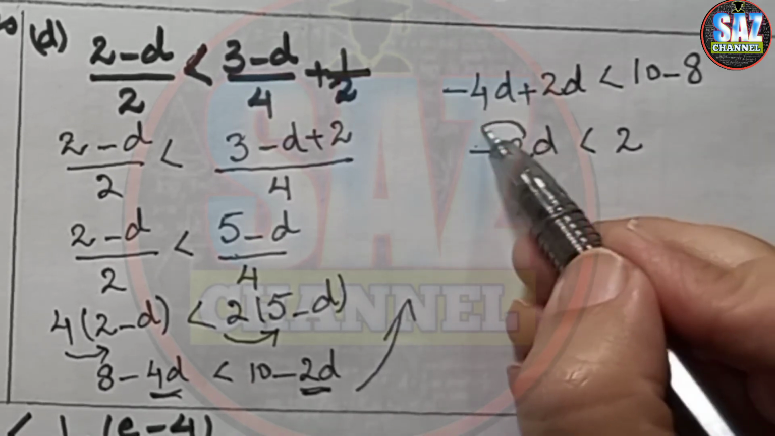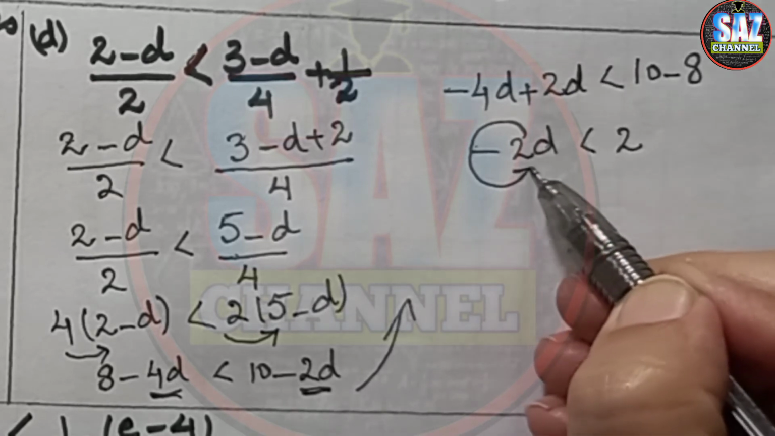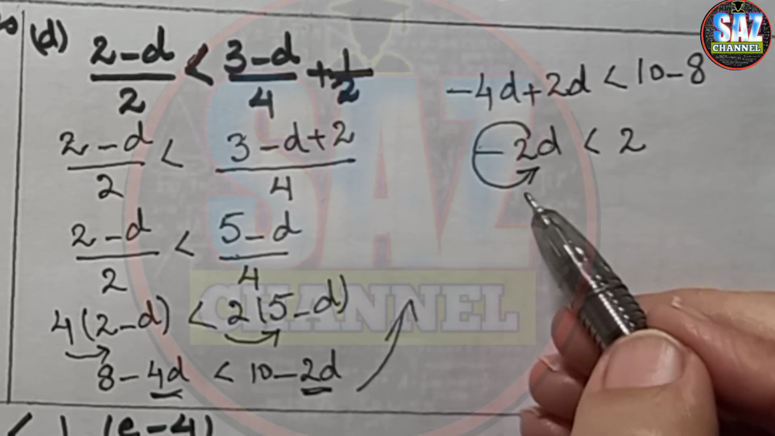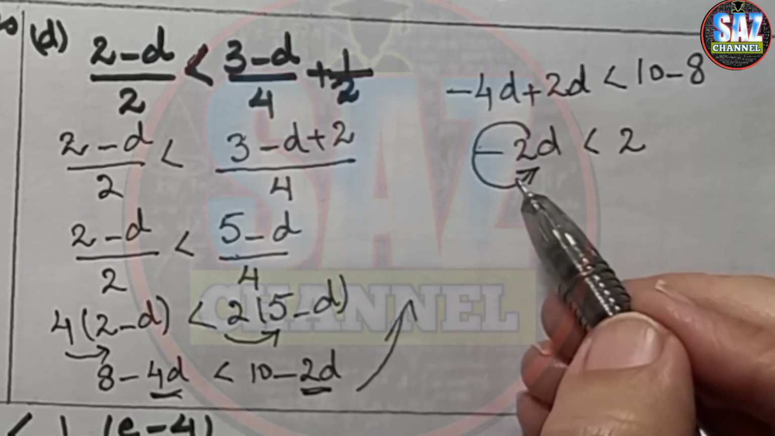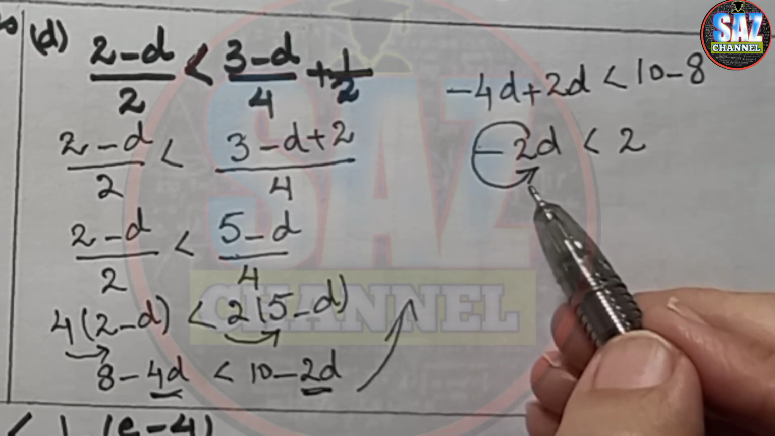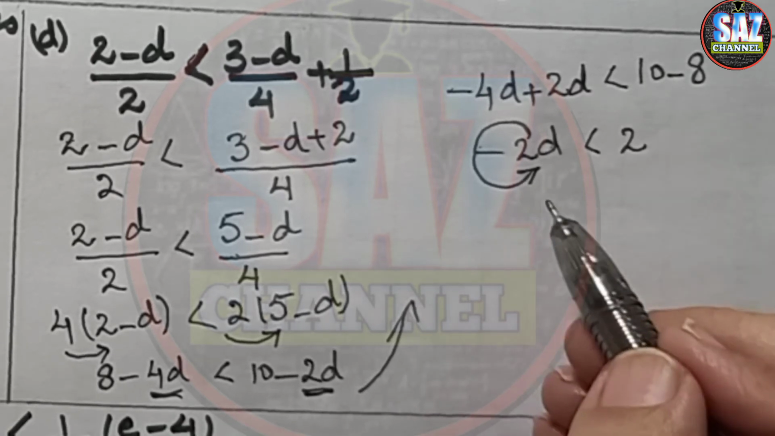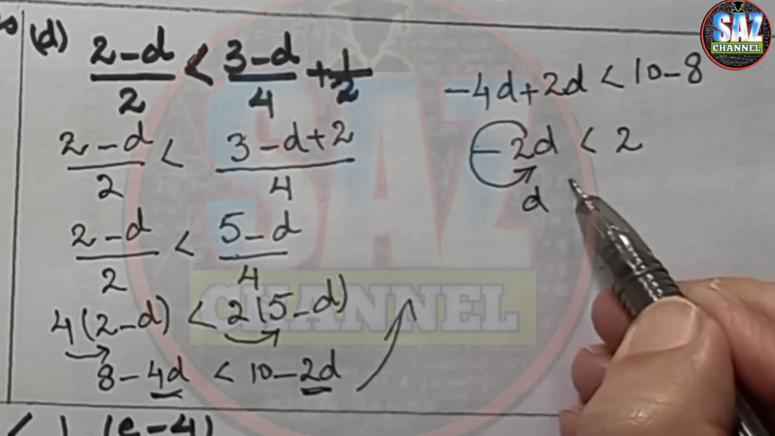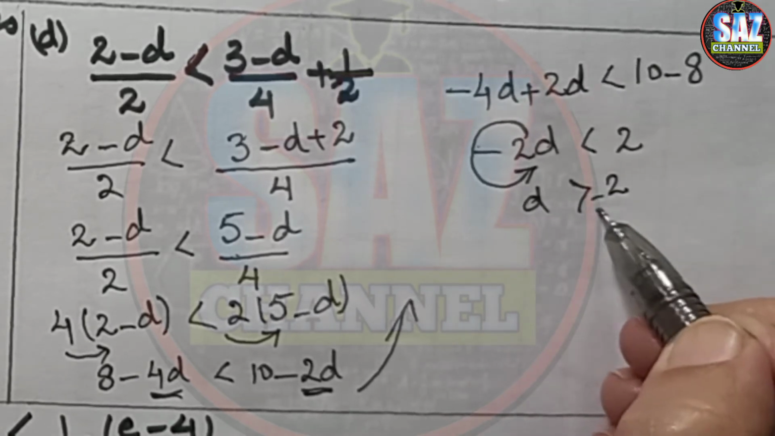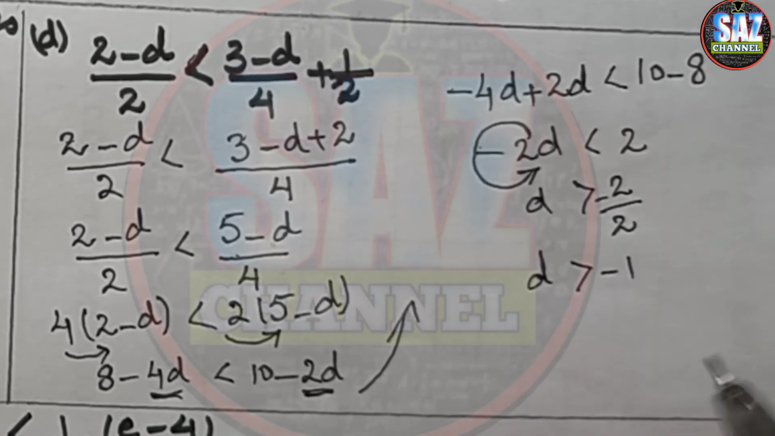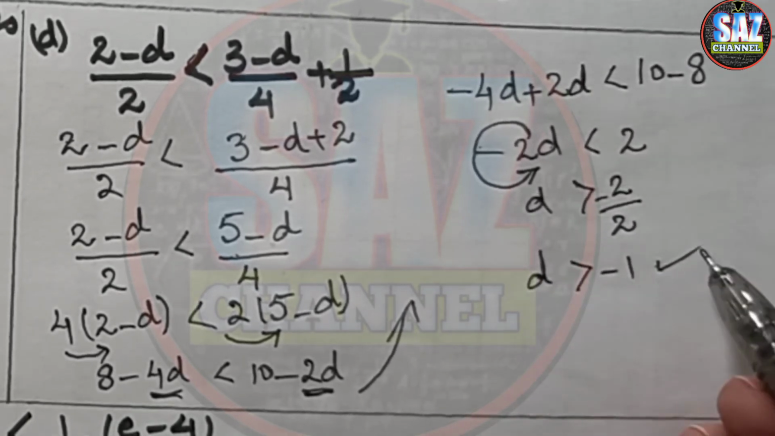And now again I have to make the coefficient of d positive, which means I have to multiply this inequality by a minus sign, and whenever I multiply the inequality by a minus sign, the direction of the inequality will be reversed. So d will be greater than 2 upon minus 2, or d is greater than minus 1. I hope you are clear about this situation.